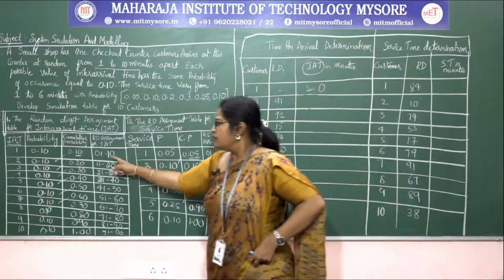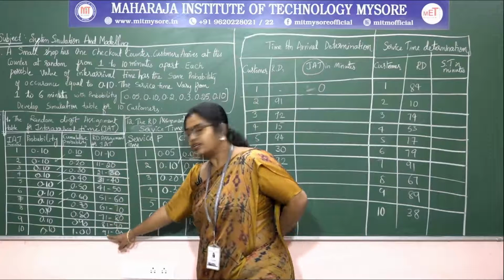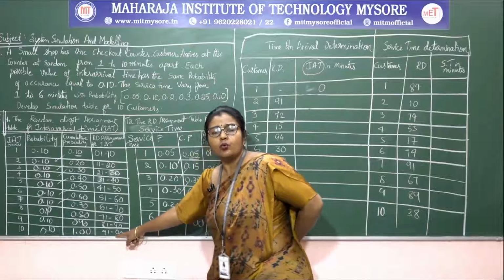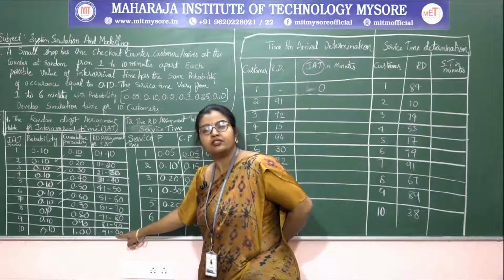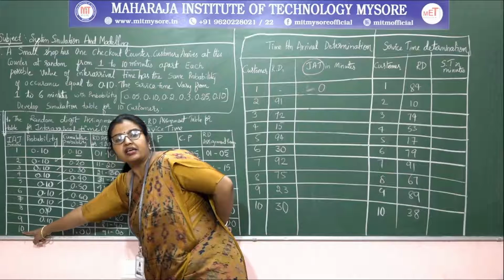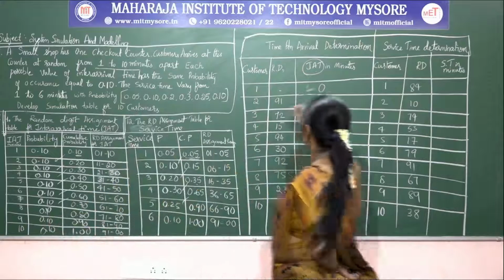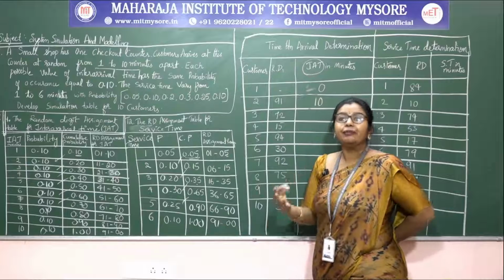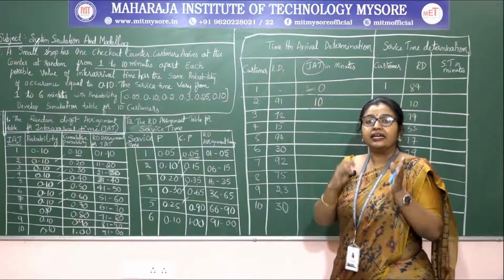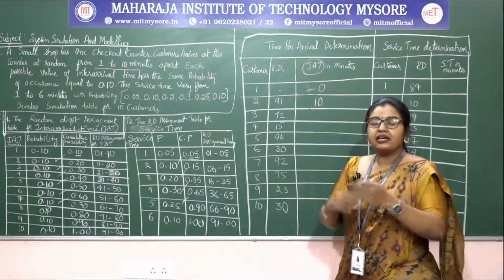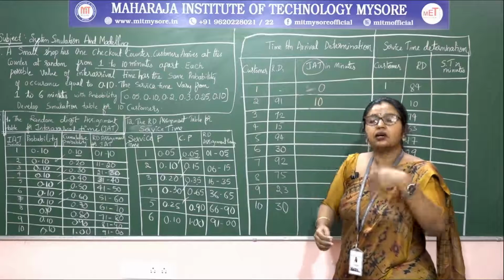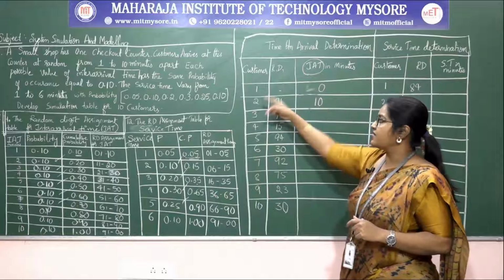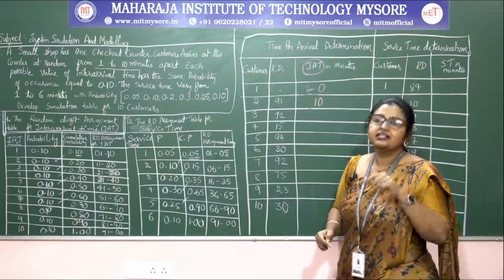Next, 91 comes under this 91 to 99 range, right? Then what is the equivalent time for this range? For this range the time is 10. Therefore the second customer is going to arrive into the system after 10 minutes. That is what we are seeing in interarrival time: after what time the next customer will come. So after 10 minutes the second customer will enter into the system.